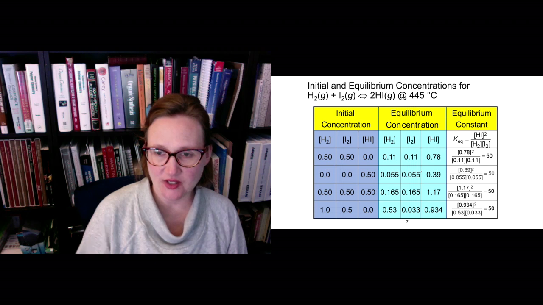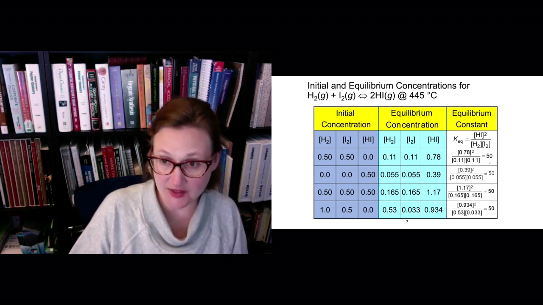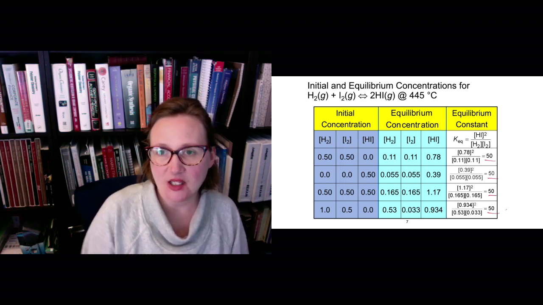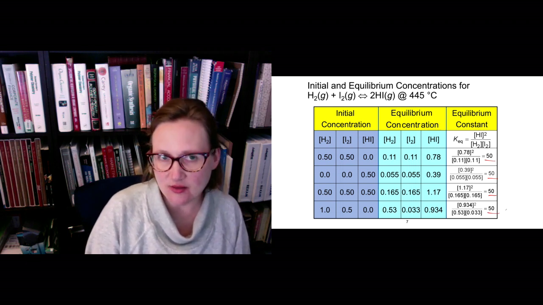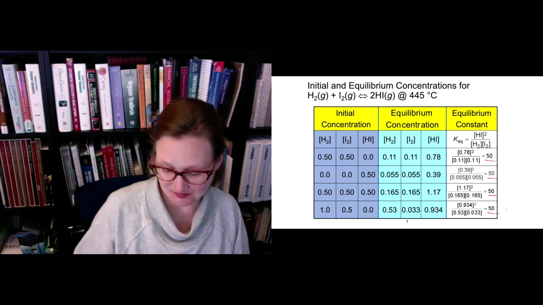All right, so what you can see here is over and over, my equilibrium concentrations give a calculated equilibrium constant that's the same. So what we can say here is that the equilibrium constant is independent of the concentrations of the reaction. If you're doing a reaction that's very highly concentrated or one that's not very highly concentrated, the equilibrium constant is going to be the same, provided that you're at the same temperature.